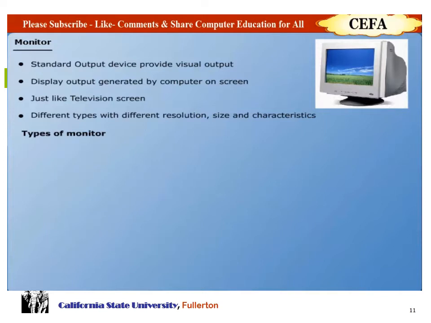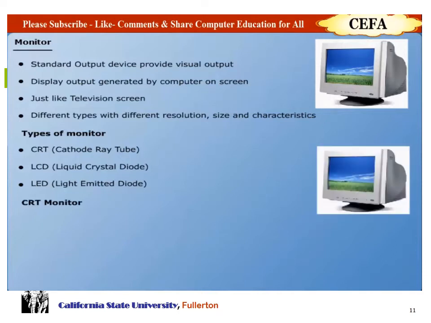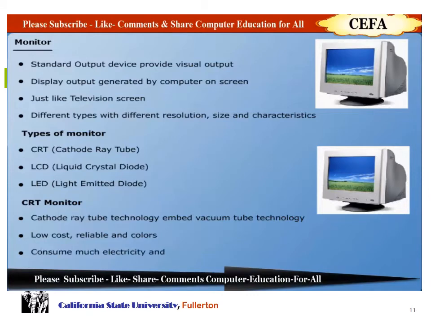Types of monitors. Following are the different types of monitors. Number 1, CRT, cathode ray tube monitor. Number 2, LCD, liquid crystal display monitor. Number 3, LED, light emitting diode monitor. CRT monitor. Cathode ray tube CRT technology is an embedded vacuum tube technology, which is evolutionary in the field of monitors. These monitors are low cost, reliable, and available in different colors, etc. However, they consume much electricity and are heavy in weight.